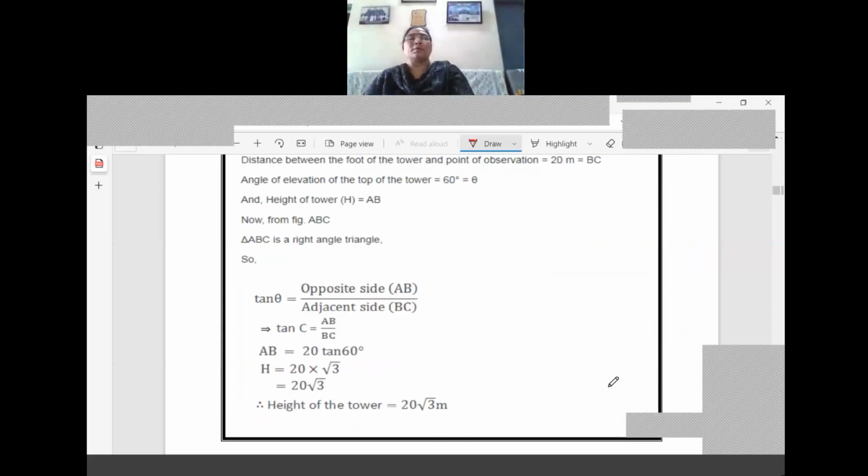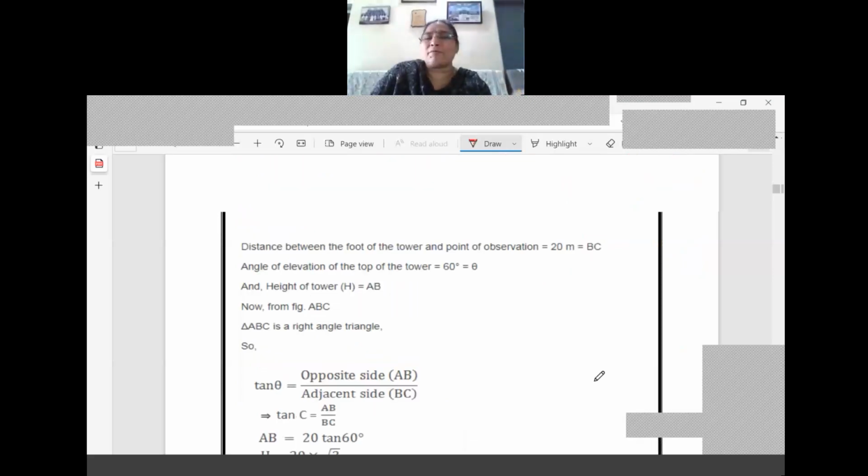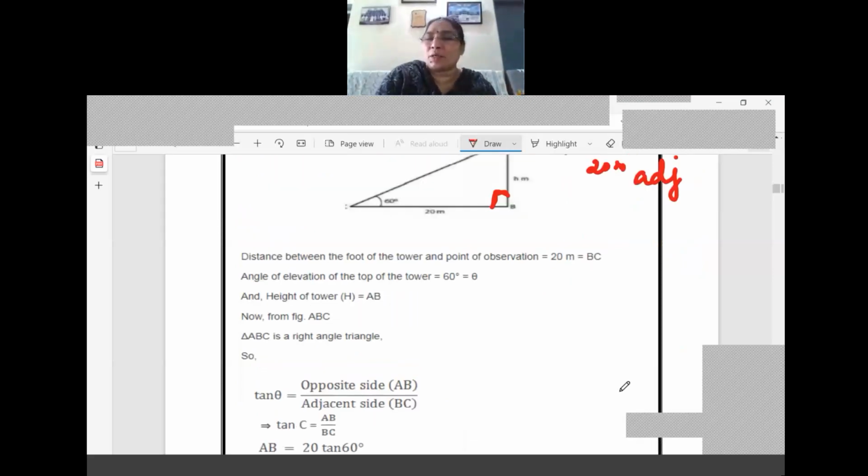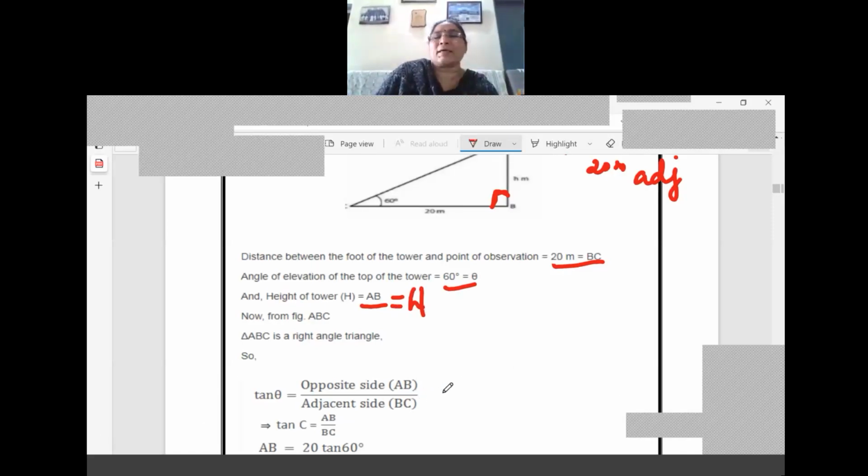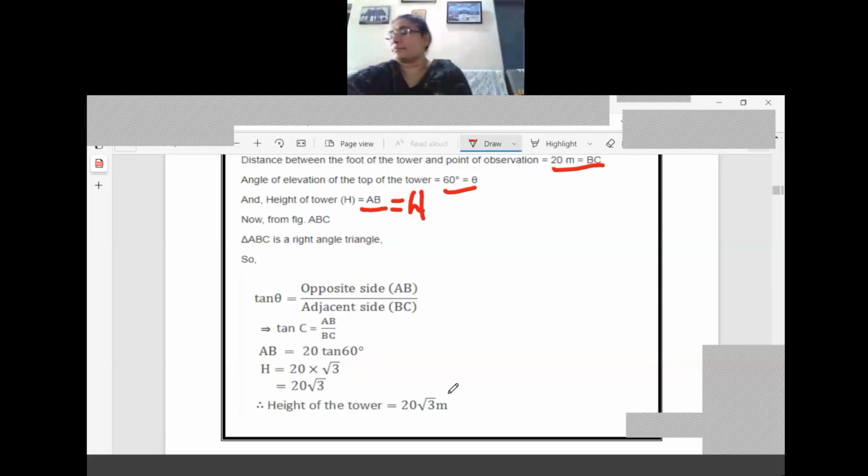Now see this one. In triangle ABC, we mentioned BC is 20 meter and the angle of elevation is 60 degree. Height of the tower AB equals h, which we have taken. Capital or small? Here capital is marked, so we can use h. Now, tan theta, what is the formula? Opposite side by adjacent side.